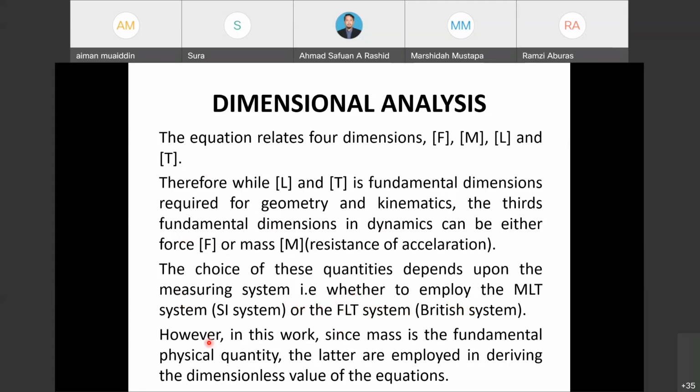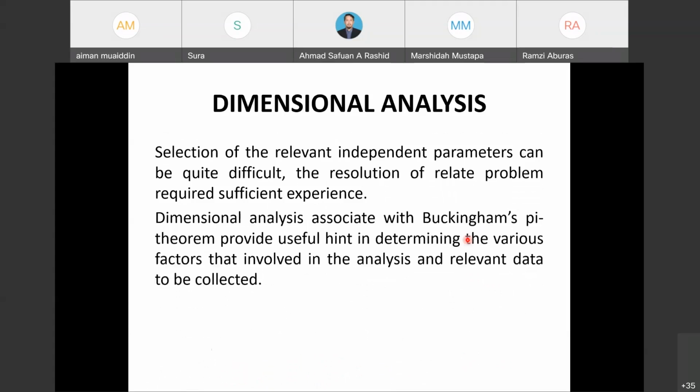I got this from David Muirhead's reference book. However, in this work, since mass is the fundamental physical quantity, the latter are employed in deriving the dimensionless value of the equations. So he also agreed to use the FLT. Because mass is the fundamental physical quantity, it's better to use the FLT. So selection of the relevant independent parameters can be quite difficult. The resolution of related problems requires sufficient experience.